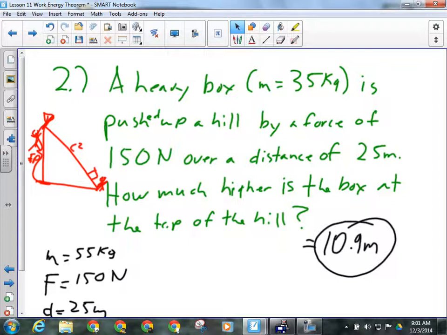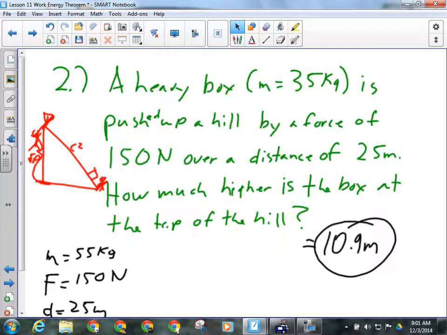Right. I'm changing its potential energy. If I'm pushing it at a constant speed, I'm changing its potential energy. If I'm accelerating it up a ramp, I'm not only changing its potential, I'm also changing its kinetic. Okay. So in either case, there's a change in mechanical energy going on.